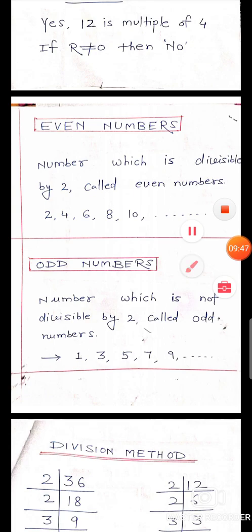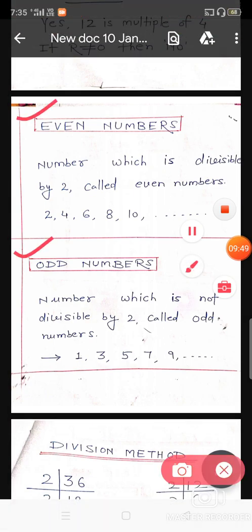Okay, let's move here. Even numbers and odd numbers. This one is very important in arithmetic. What you are studying here is a part of arithmetic, beta.